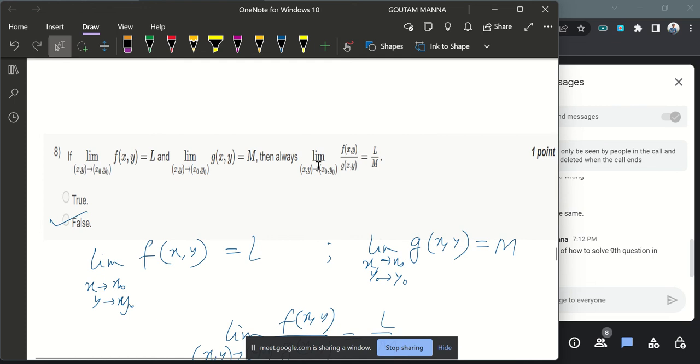So in order to calculate the limit, if you are asked to calculate the limit of the division of two functions, the ratio of two functions, then the correct way to do it is to take the ratio and then calculate the limit. You cannot calculate the limit first and then take the ratio.